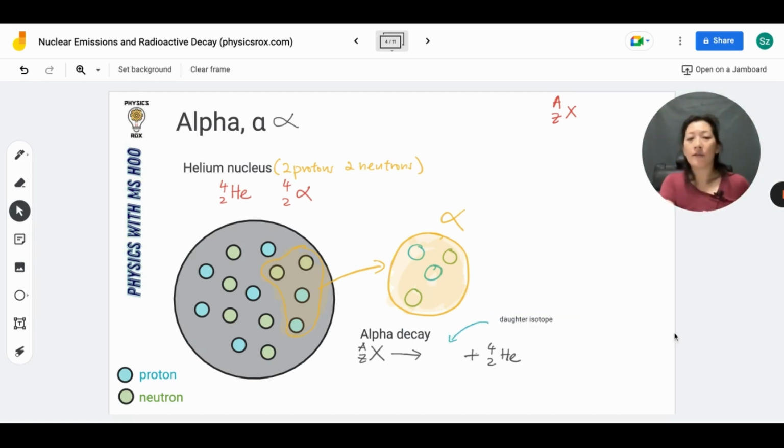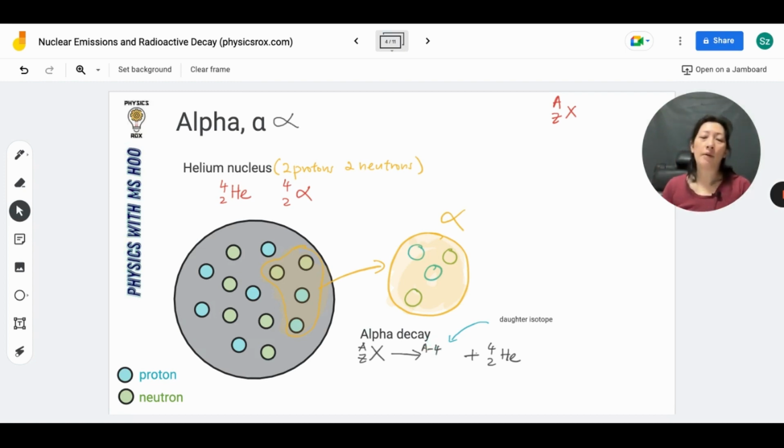If we want to write out the notation for the daughter isotope in this case, we first have to know how many protons and neutrons are left behind. You can see from the diagram here, this nucleus has already gotten rid of this many protons and neutrons, right? So in terms of the mass number, or the number of nucleons, it's lost 4 nucleons. That means A has dropped by 4, so I'm going to write here A minus 4.